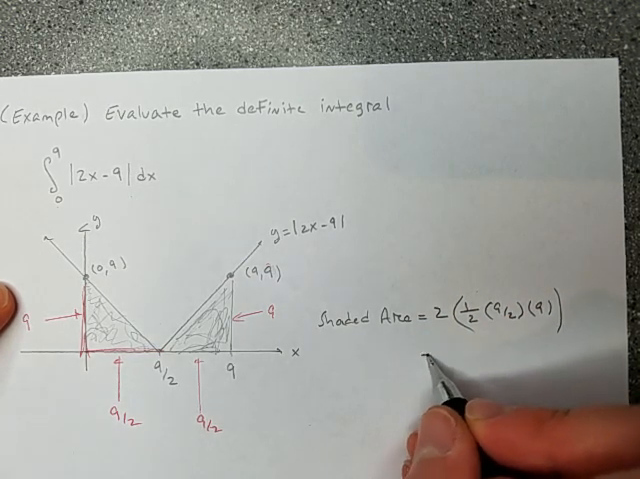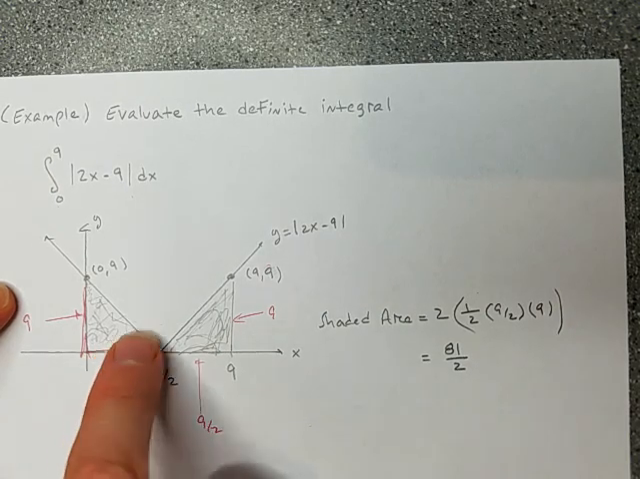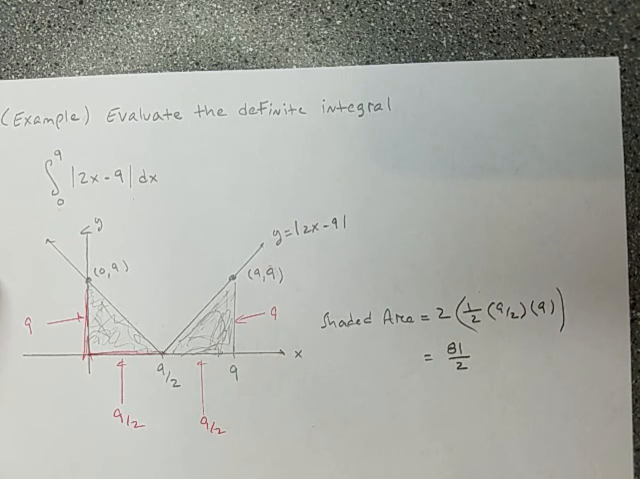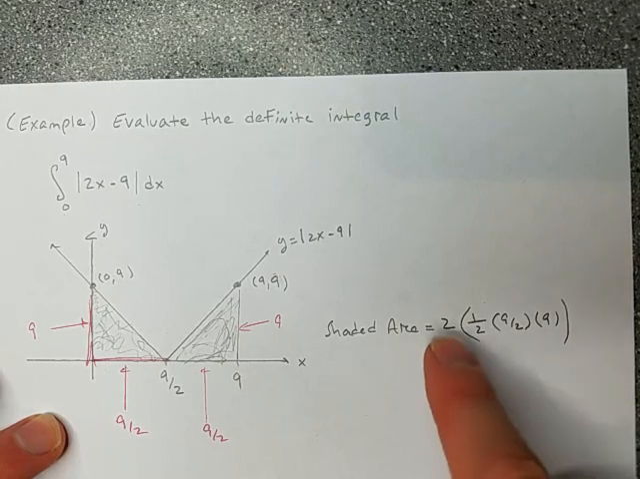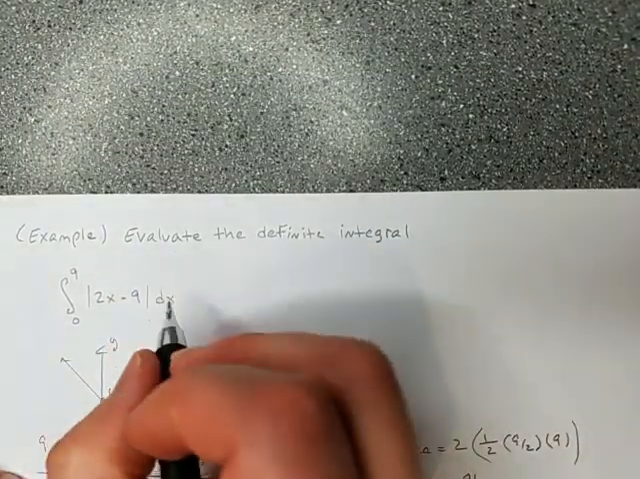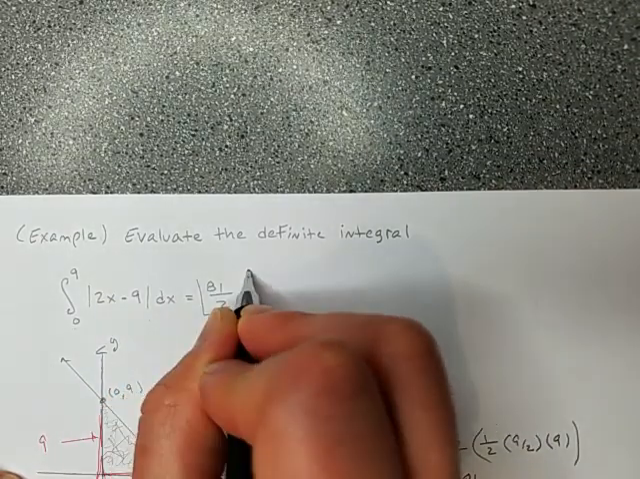So what are you going to get? 81 over 2. That's the total area. 81 over 2 square units of area. All right. Okay, that's what the math's going to be. And I could have added them together instead of multiplied by 2, but that's the grand total. So, okay, what's this one? The answer to this definite integral is 81 over 2, and we got it.